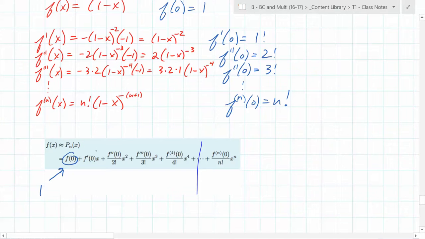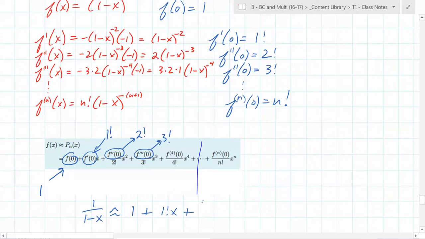What was f prime of 0? What was it? 1 factorial. What was f double prime of 0? 2 factorial. What's f triple prime of 0? 3 factorial. So what do we end up with? We end up with this. We end up with 1 over 1 minus x is equal to approximately what? 1 plus 1 factorial x, right? And what's 1 factorial? 1. So it's 1 factorial x plus 2 factorial over 2 factorial x squared plus what? 3 factorial over 3 factorial x cubed.